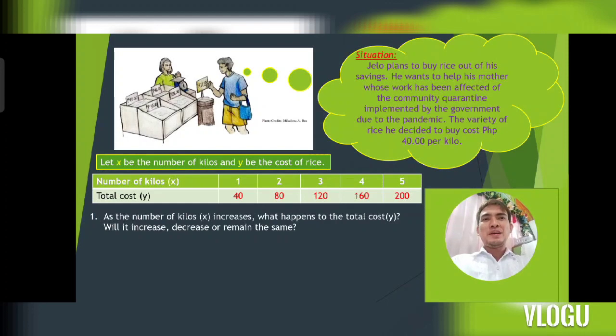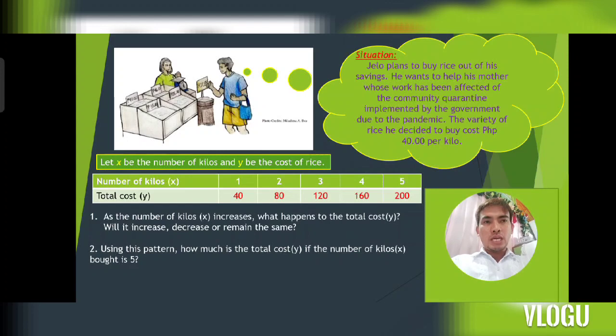Is that clear? Now, let's proceed to the second question. Using this pattern, how much is the total cost if the number of kilos bought is 5? You have it there already in the table. That is 200 pesos. In finding the cost of rice, the number of kilos is multiplied by a constant number which is equal to 40. So that's why you have 40 times 5 or 5 times 40. That will give you 200.